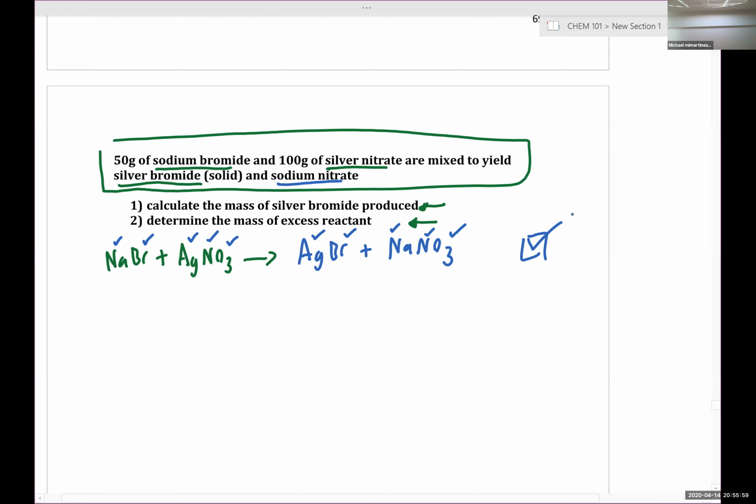But it's always good to check. Now that we have our balanced chemical equation, I'd like you to take these initial masses of each reactant and tell me the mass of silver bromide generated. So I'd like you to calculate that at this time.